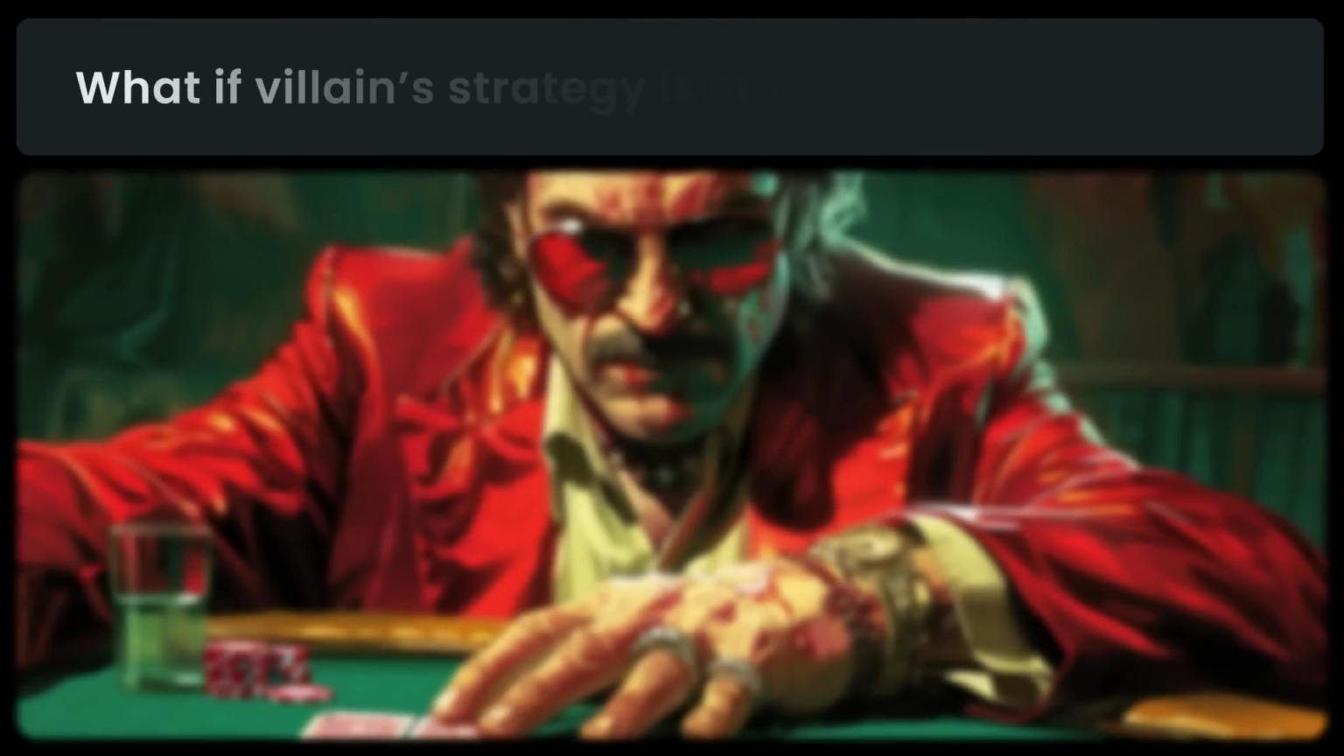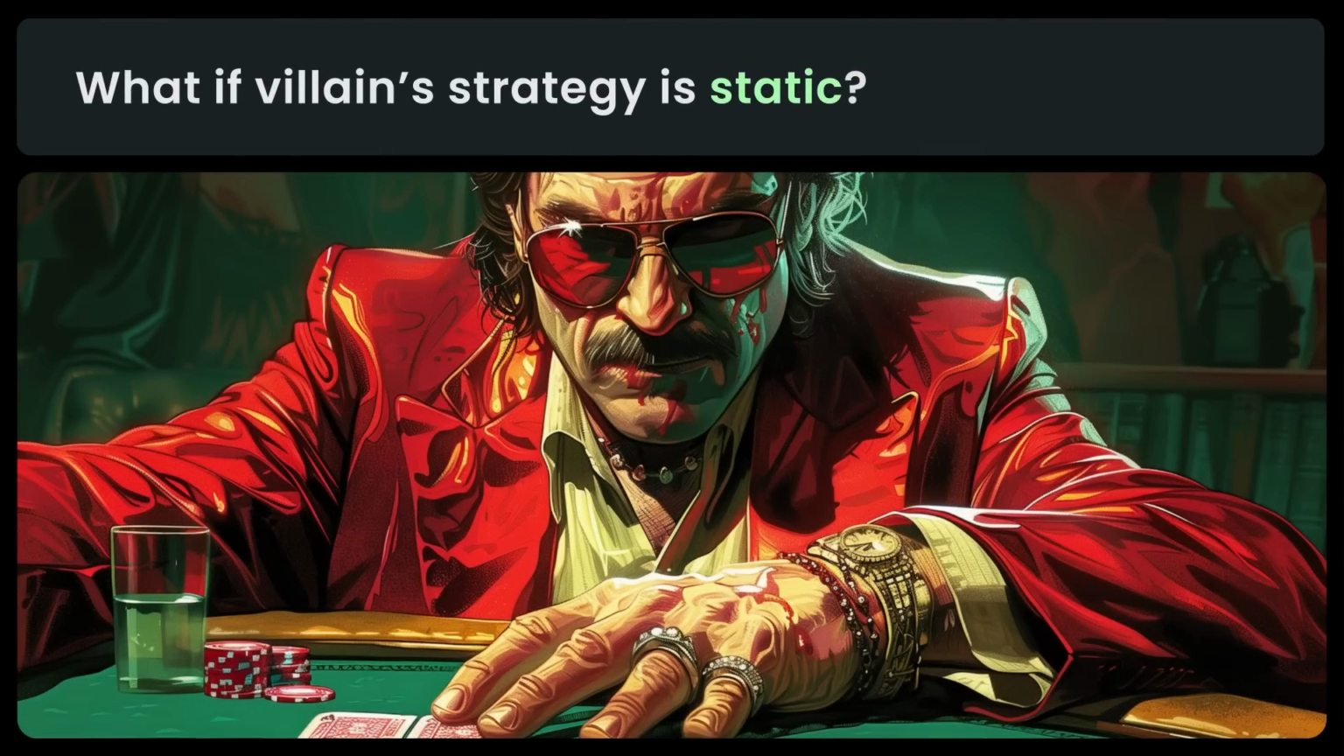Now consider this question. What if their strategy is static? What if your opponent does not change their strategy based on your range? They just play the same way with the same hands in this spot always. They don't care what you're representing. They're just playing this strategy. A GTO strategy is static. By definition, it is a fixed strategy.